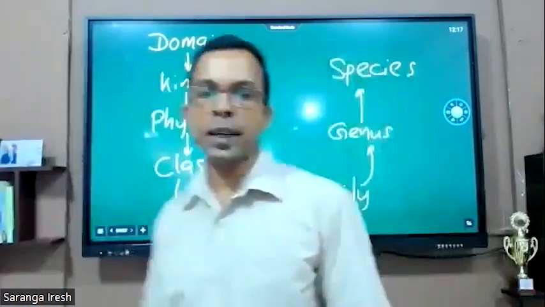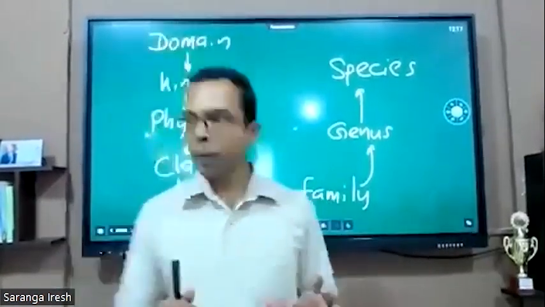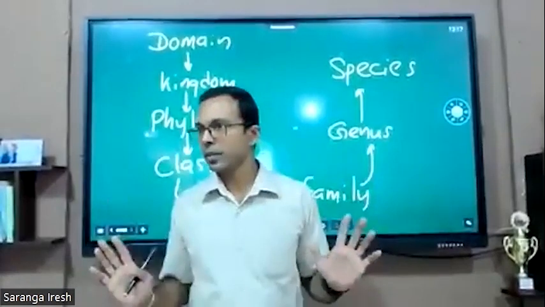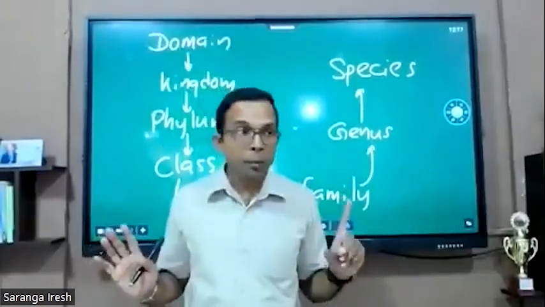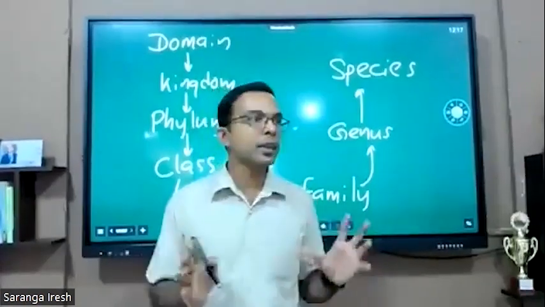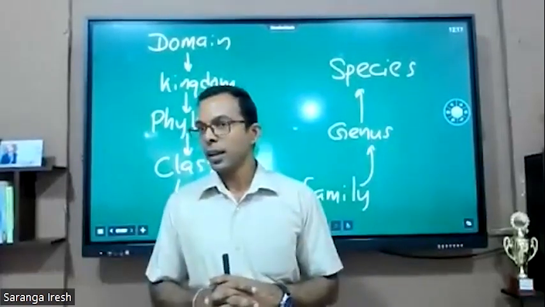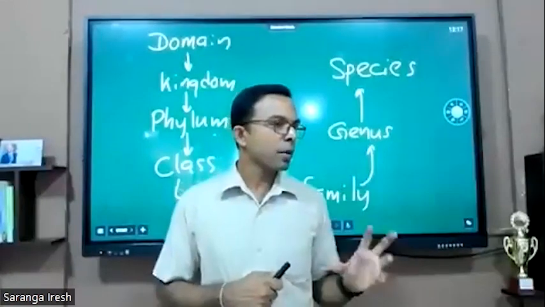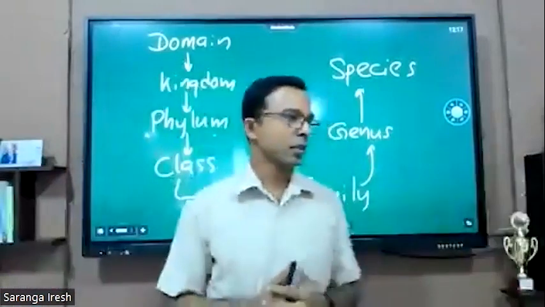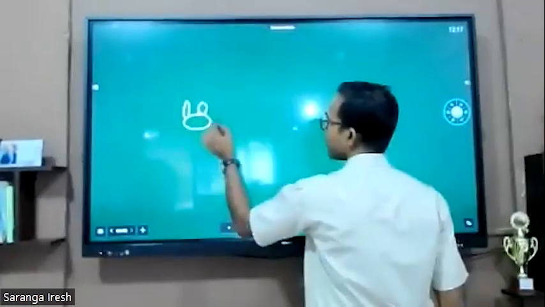What is the species then? Tell me, what is the species? Species is a group of organisms who are sharing common characteristic features. And the important thing is, when the organisms in that group mate with each other, they can produce fertile offspring. If a group of organisms can produce fertile offspring, that group belongs to the same species. There are different organisms, right?